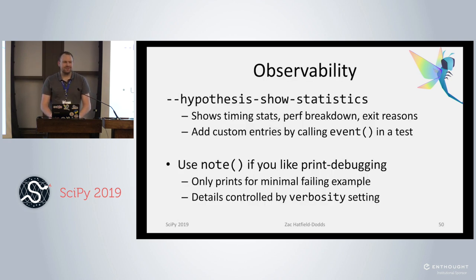So the first one is, how do you tell what it's actually doing if a test is passing? You can pass the show statistics argument, which will tell it to print out things about how many examples it ran, what they did, how long each of them took, a breakdown of the performance profile. And there's a function, hypothesis.event, that you can call to add custom statistics. That one can be useful. If you like print debugging, I believe there's nothing wrong with that. And if you like print debugging where it doesn't show you the 600 earlier examples that it ran, note is exactly like print, except it only actually outputs stuff on the final example. So it's like print debugging, but more so.